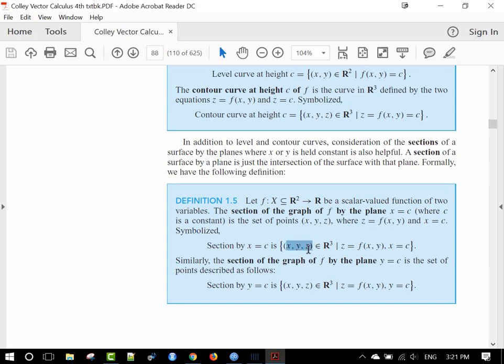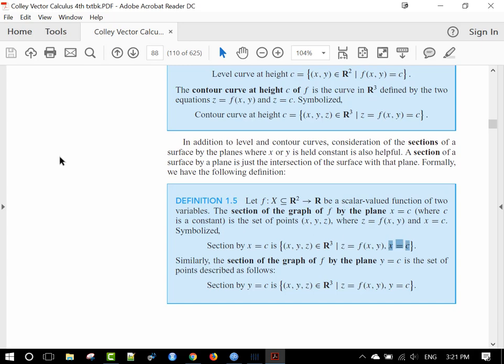And then you can also do it when y equals c instead of x equals c. You also get a set of points in 3 dimensions, and those are called the section of the graph of f by the plane y equals c, and this one is called the section of the graph of f by the plane x equals c.